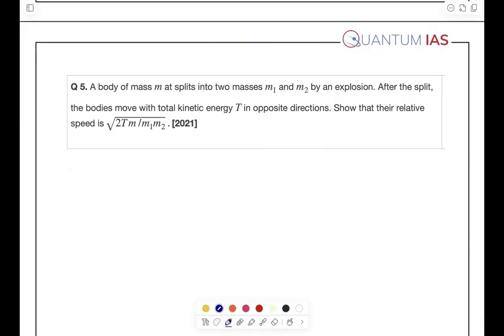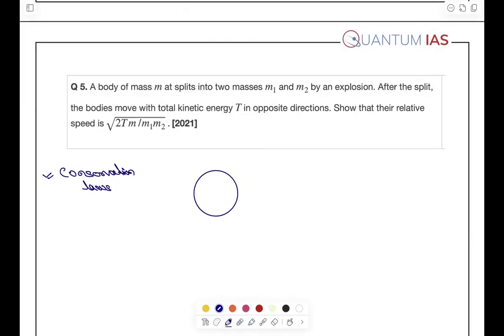Okay, let's come to the last question of the day. A body of mass m splits into two masses m1 and m2 by an explosion. After the split, the bodies move with total kinetic energy T in opposite directions. Find their relative speed. Again, this is coming from the conservation of momentum. So the topic is conservation laws.